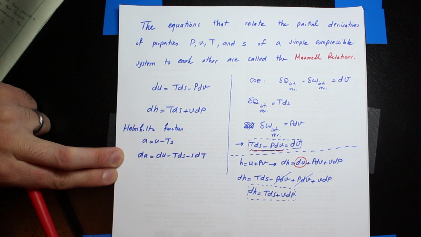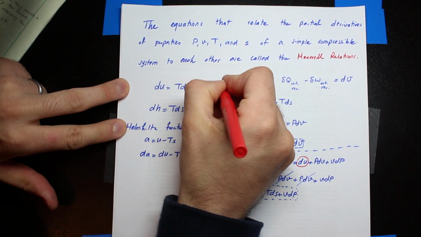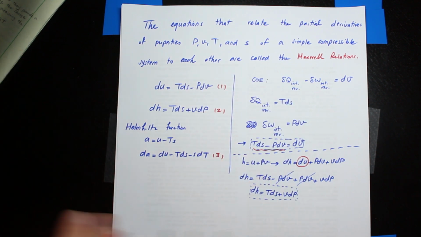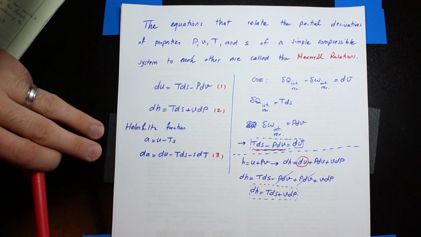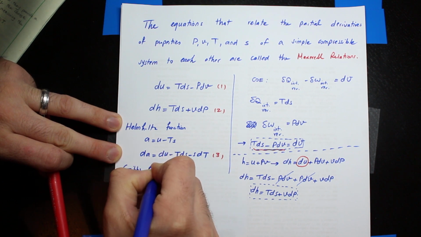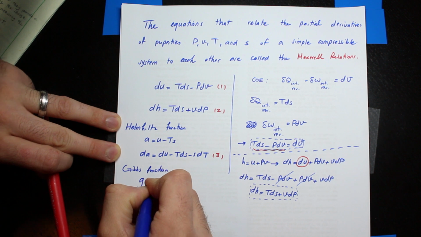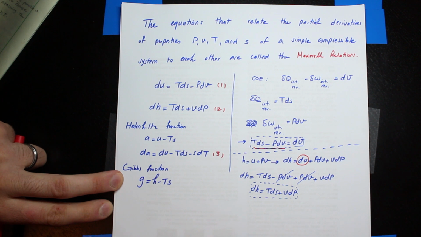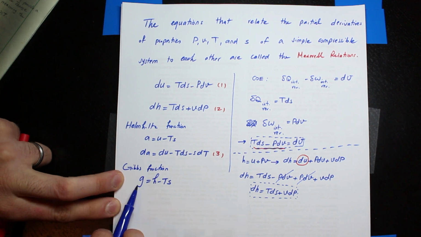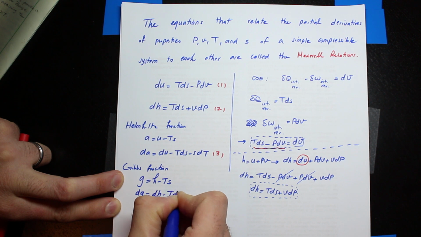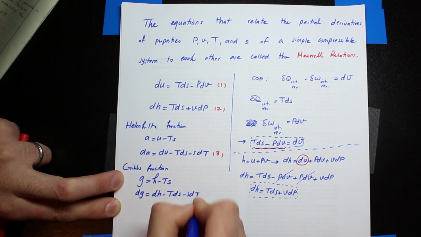Okay, so let me give numbers to these equations. Let's say this is equation number 1, this is equation number 2, this is number 3, and for number 4, I'm going to use the Gibbs function. Gibbs function is G equal to H minus TS. So that's the function that we have. So once again, I can say dG is equal to dH minus TdS minus SdT.